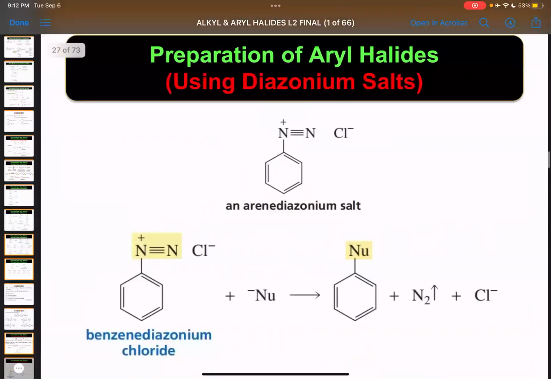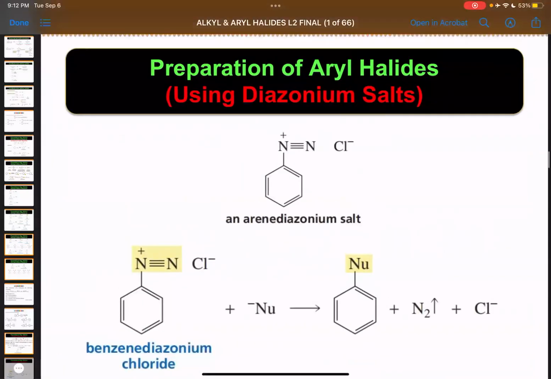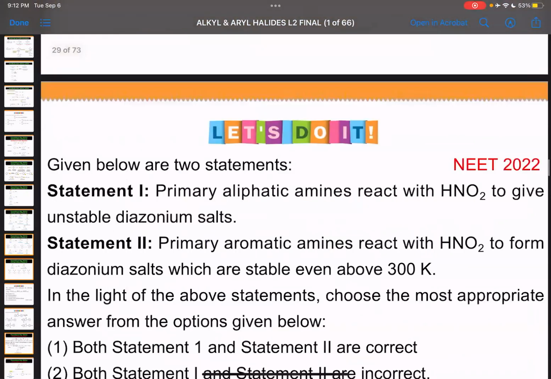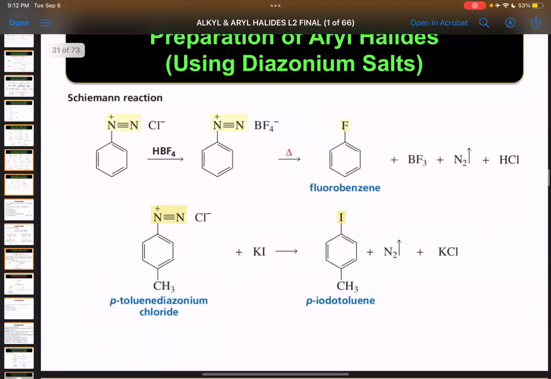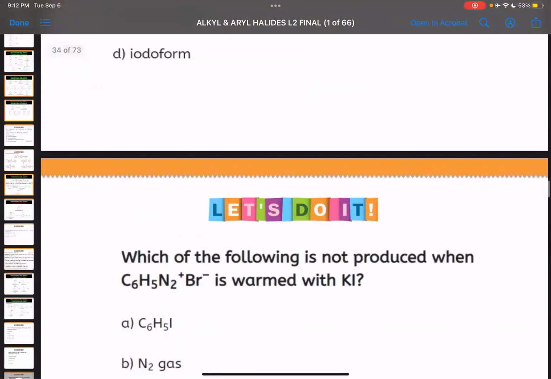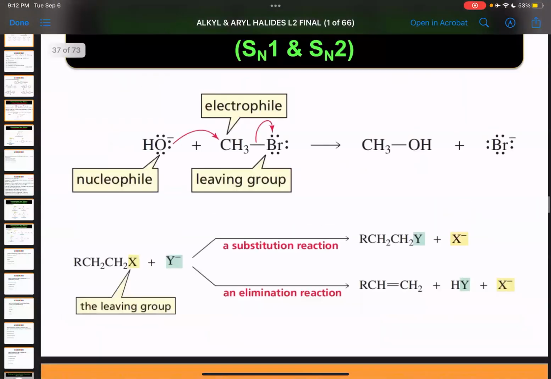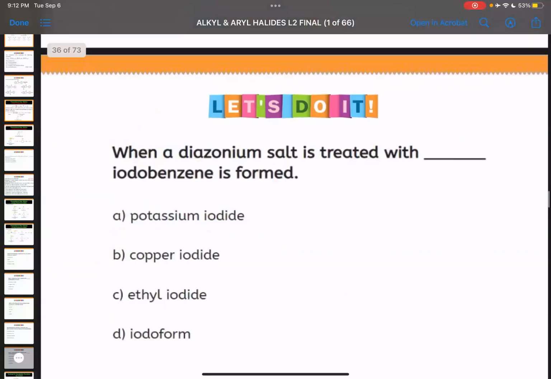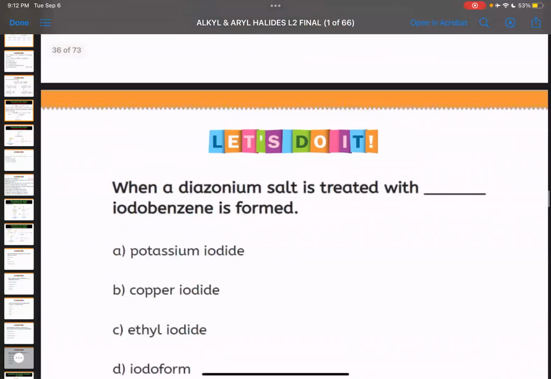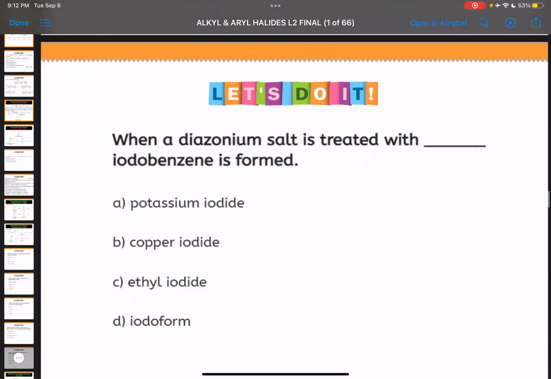Yeah, this one. Yes, sir. And the conversion of benzene diazonium salt. Okay. So this I think all we did, right? Yes. Okay.